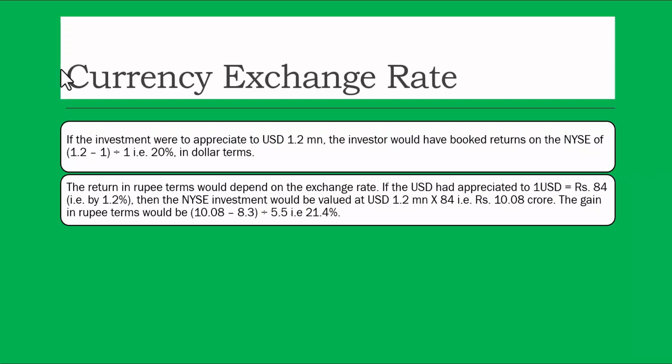If the US dollar has appreciated to 1 USD = 84, when you bought it was 83, now it has become 84, so that is 1.2%. So the dollar has also gone up 1.2% for you within one year. Okay, then the New York stock investment would be valued at 1.2 into 84, that will be 10.08 crore. So your 1.2 million dollars will become 10 crore 8 lakh. Then the gain in rupee terms will be 10.08 minus 8.3, so that means you have gained how much? 21.4%. Is that okay? Fine.